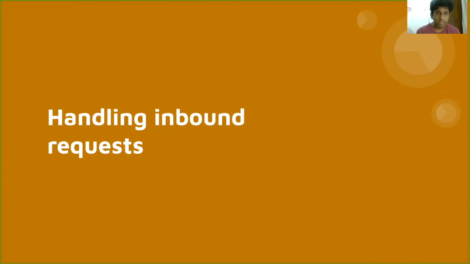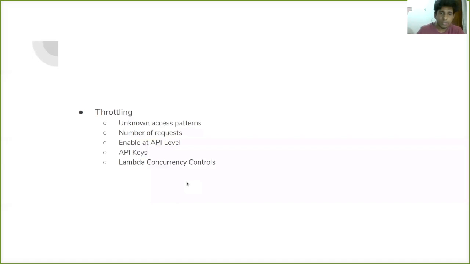If someone tries to DDoS your services, there are multiple levels at which you could handle inbound requests. One of the popular places is the API gateway, and another place that we can think about is Lambda. So we'll discuss what these things are.